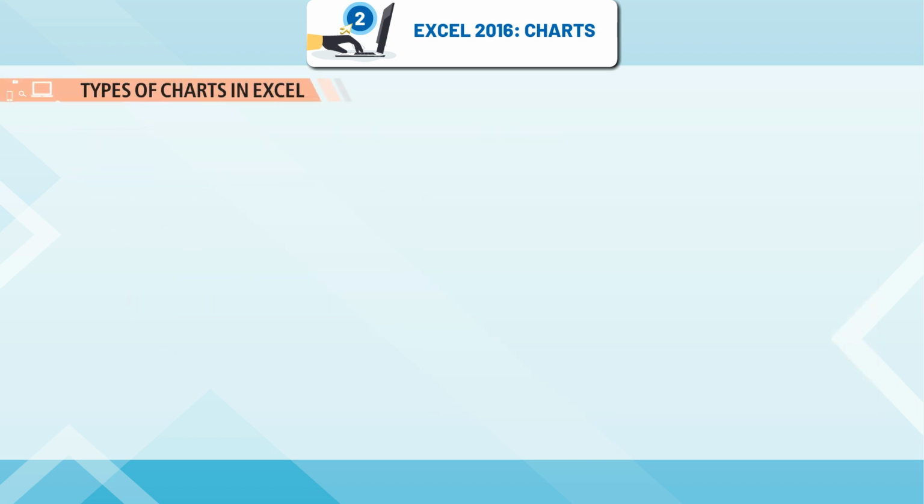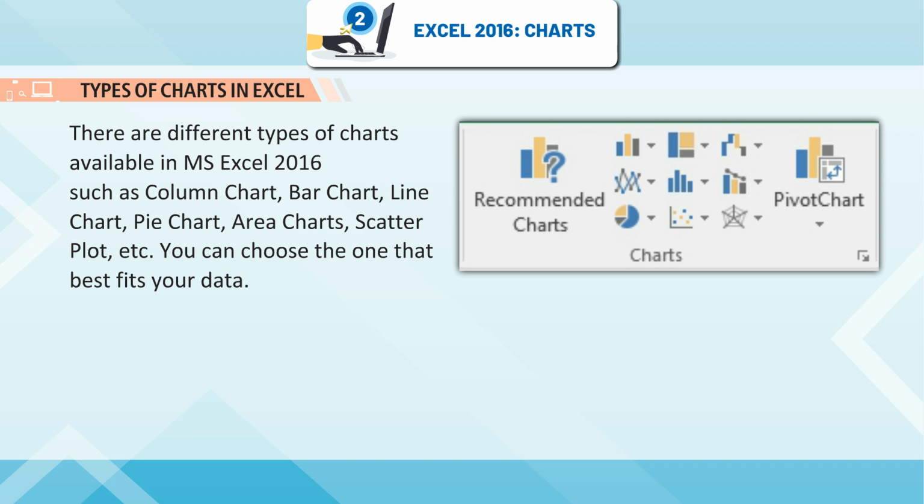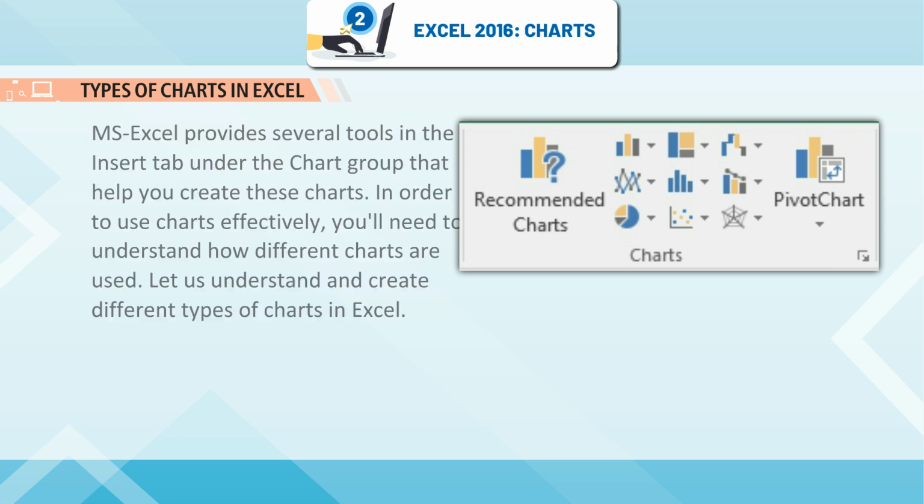Types of charts in Excel. There are different types of charts available in MS Excel 2016, such as column chart, bar chart, line chart, pie chart, area charts, scatter plot, etc. You can choose the one that best fits your data.